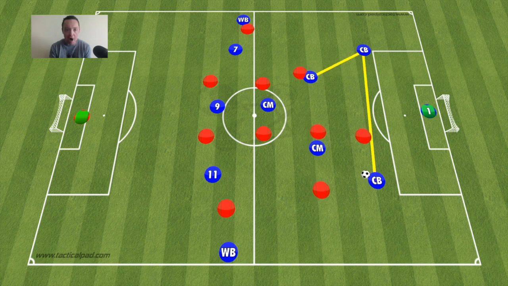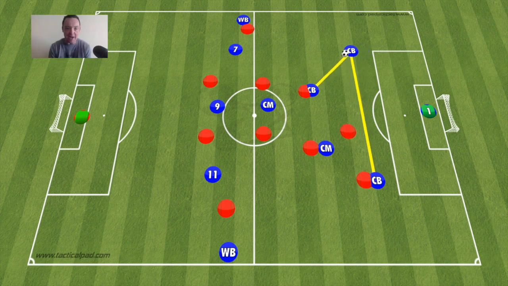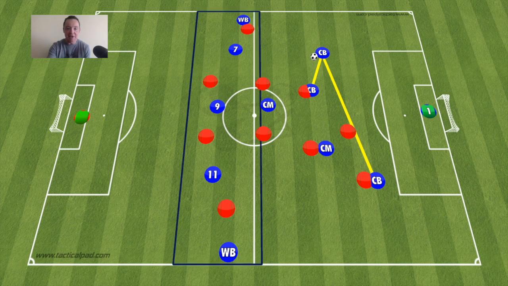Again, with those two centre backs, you've got those angles, and it asks the question of the opponent where they're going to get that extra number to deal with that overload, and again can open up space for centre backs to carry it. And what I love about it is this picture here, what it creates.